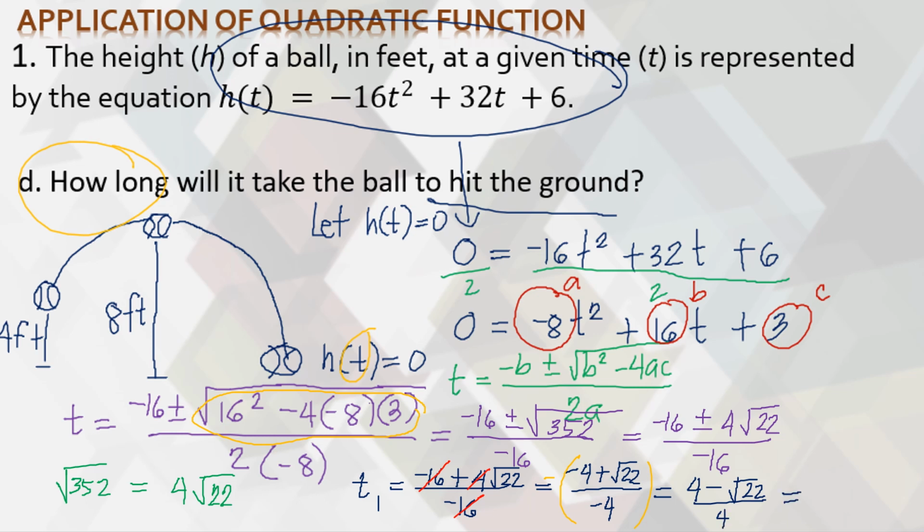But this one will provide you a negative value, negative 0.17. And we don't need a negative time. We don't refer to a negative time. We're just referring to positive values of t. Therefore, ito ay hindi natin pwedeng gamitin. So, ang gagawin natin, tingnan natin yung second possibility.